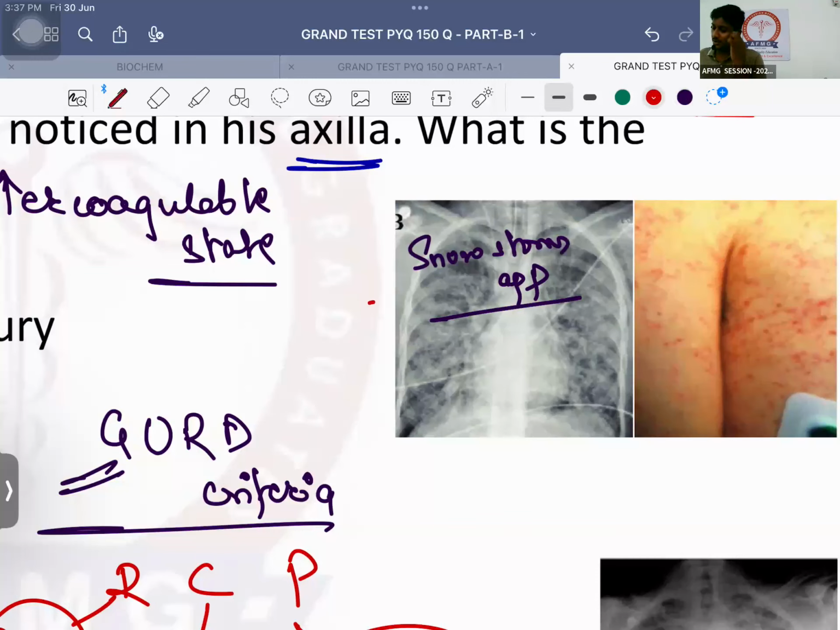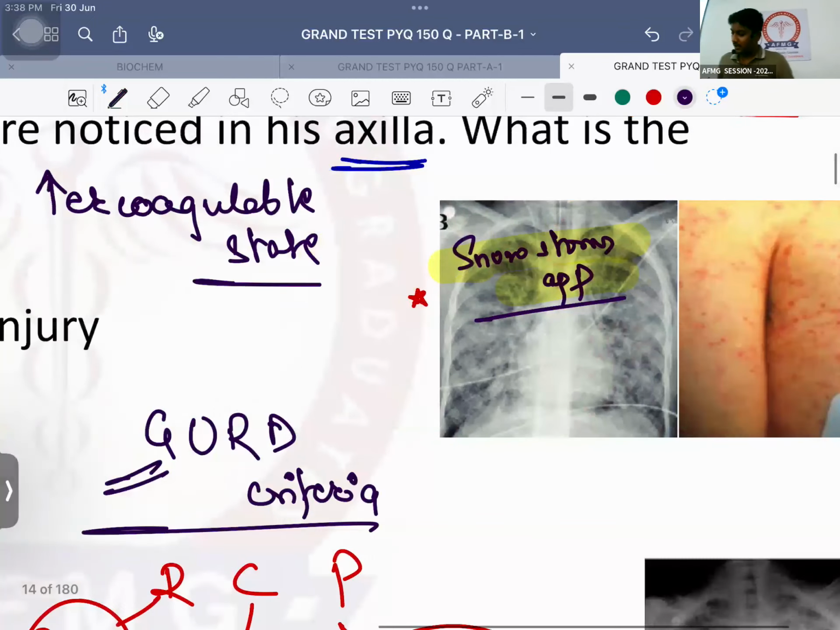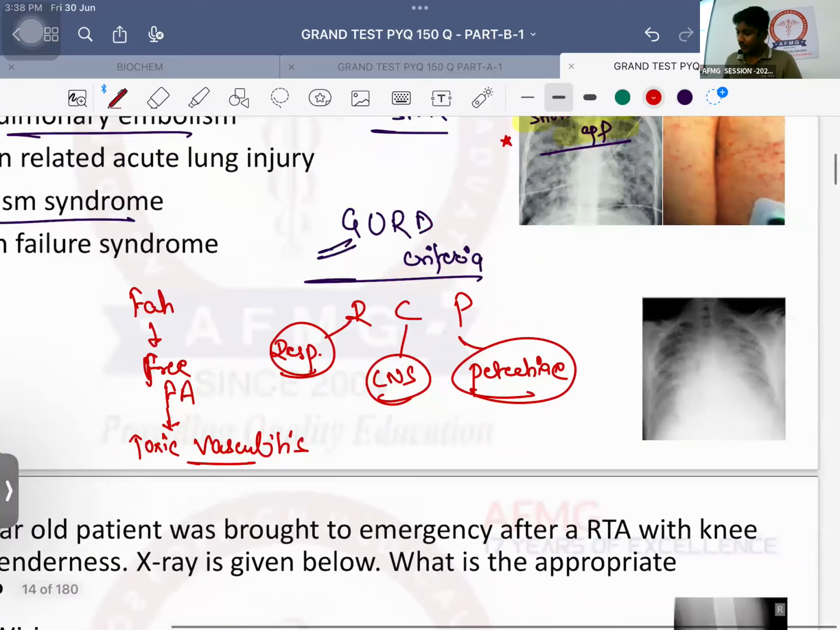Remember, snowstorm appearance is a classical feature of fat embolism syndrome, which is suggestive of patchy infiltrates in both the lungs. If you see a complete ground glass appearance, that is ARDS, that is acute respiratory distress syndrome, or in a neonate, RDS, that is respiratory distress syndrome or hyaline membrane disease. It was also seen in cases of COVID-19 pneumonia, because the patient would die of ARDS. Finally, it is ARDS or RDS that you need to remember. Ground glass appearance. No issues with this, anybody? So please remember that. Okay.